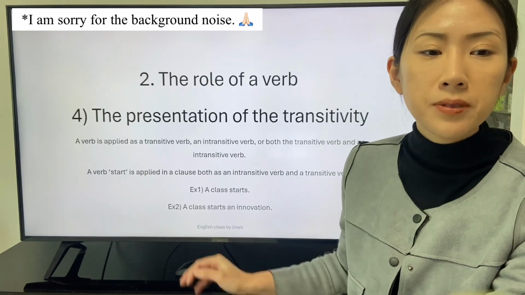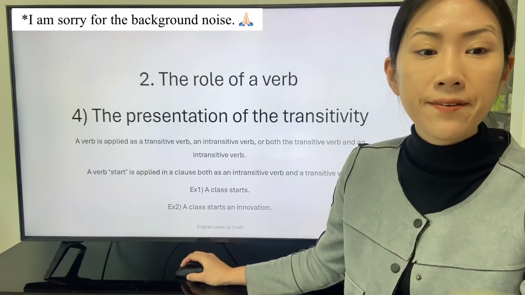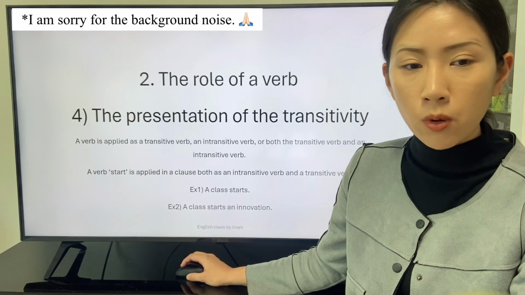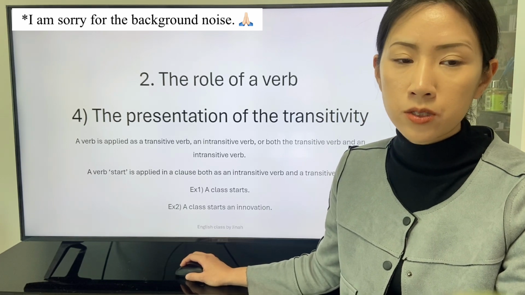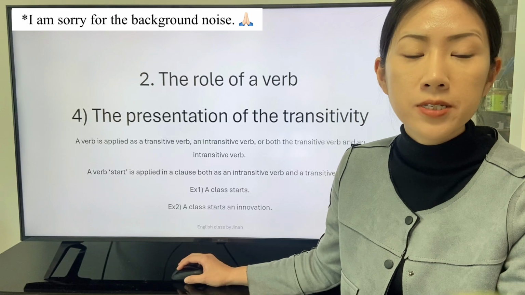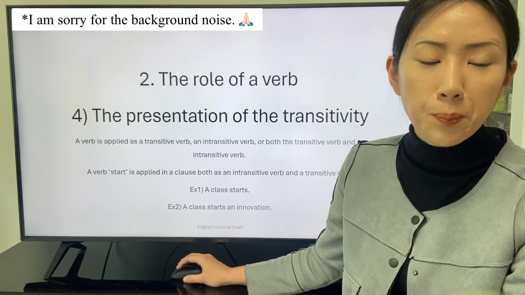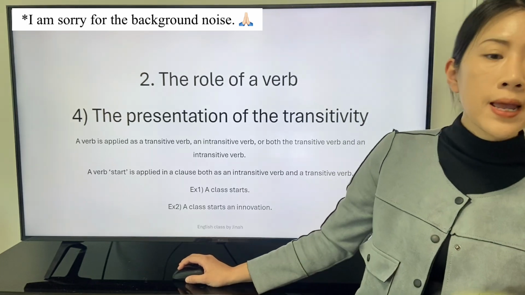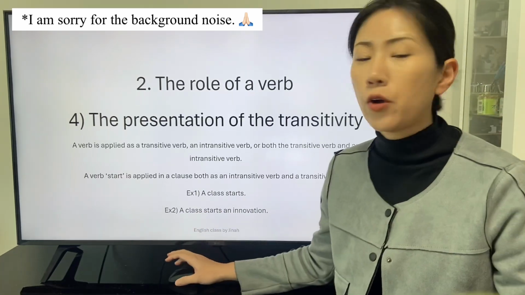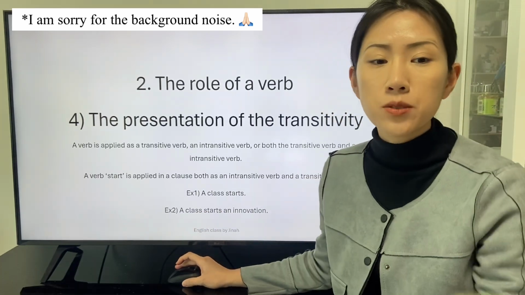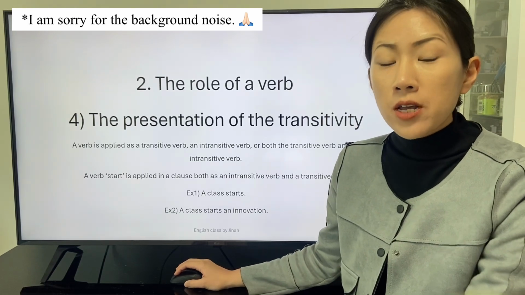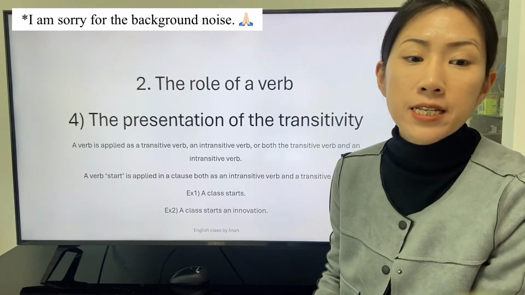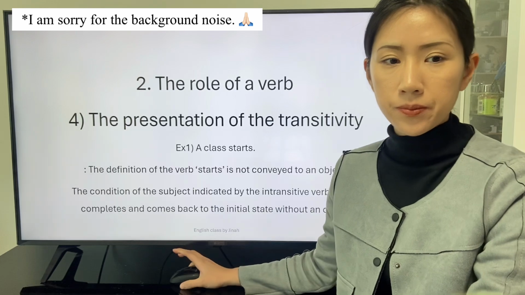A verb is applied as a transitive verb, an intransitive verb, or both a transitive verb and an intransitive verb. A verb start is applied in a clause both as an intransitive verb and a transitive verb. There are two examples. The first one is that a class starts. The second example is that a class starts an innovation.